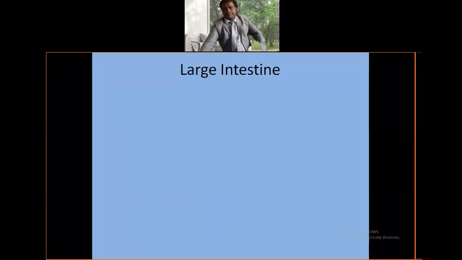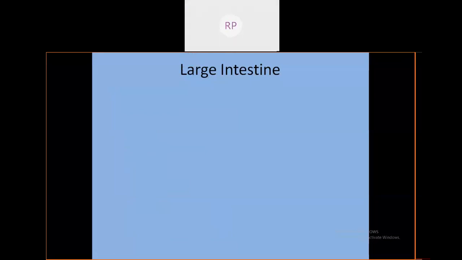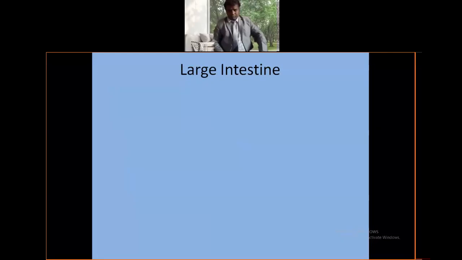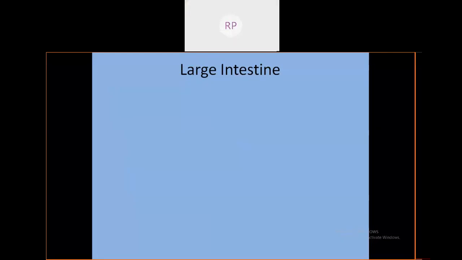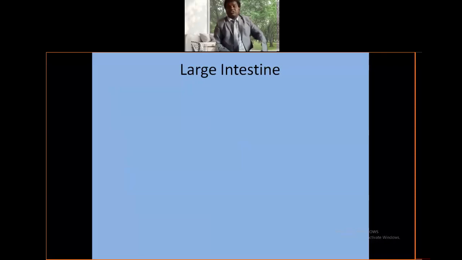Coming to the point, large intestine. Sir, the last point: it secretes digestive enzymes. I will explain digestive enzymes later. Digestive glands are there.